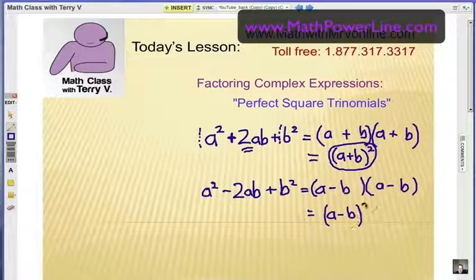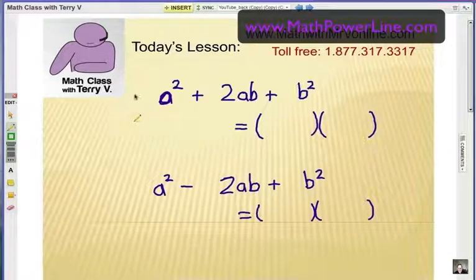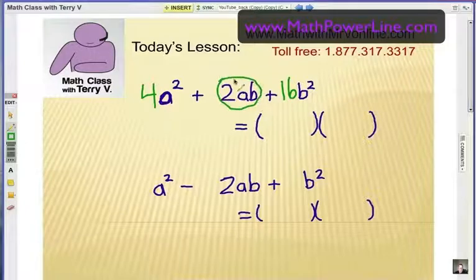Now it's not always this simple, so let's take a look at certain coefficients that might be involved. Sometimes you're going to have a coefficient of the first and the third term that still make them perfect squares, but then it sort of affects how we factor it. What I want you to do is think about this middle term as double the product. Double the product. What does that mean?